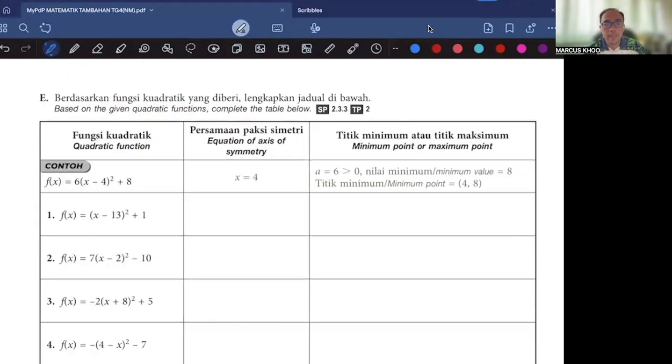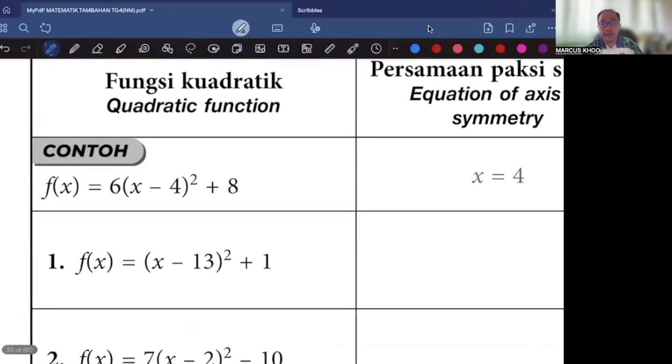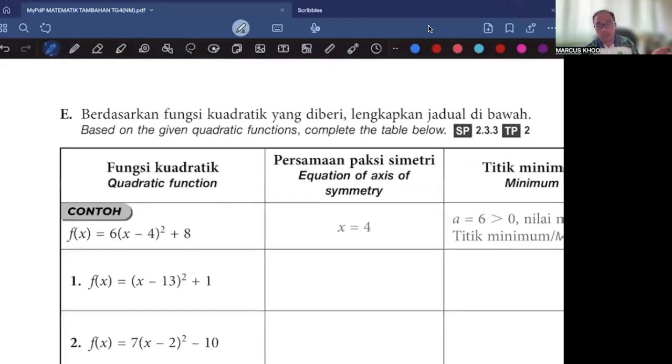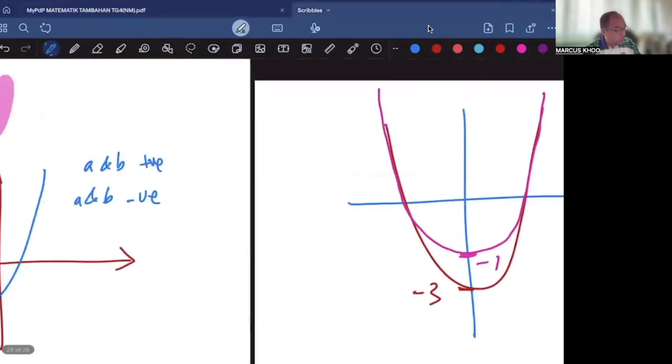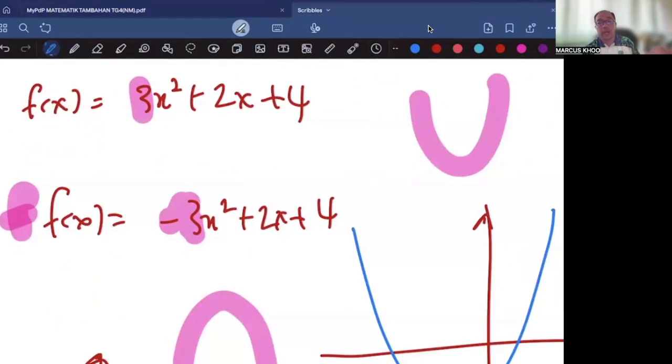Hi. Let's continue from this. So the next question in E is based on the given quadratic functions. Complete the table below. Now, the question you may be asking is, how come this quadratic function looks very different? So this is a good time for me to tell you that the quadratic functions we are used to look like this, the one where there's 3x squared plus 2x plus 4. Now, this is known as the general form.